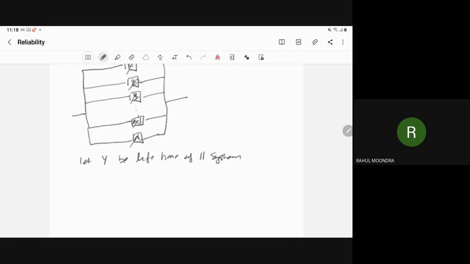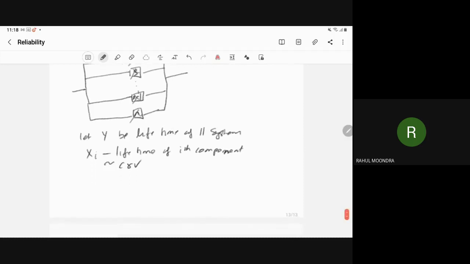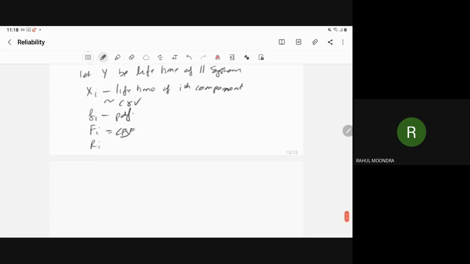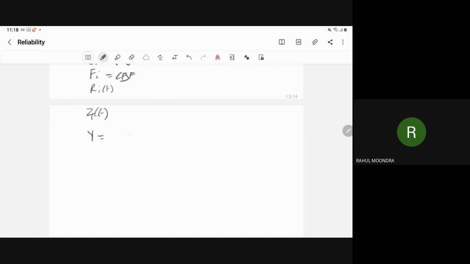Whatever we assumed for the series system, Xi, the life length of the ith component, it is a continuous random variable. Continuous random variable means characterized by the PDF, characterized by the CDF, having the reliability Ri(t) and hazard rate function Zi(t) for the ith component. So I was talking about the relation between Y and X1, X2, ..., Xn.